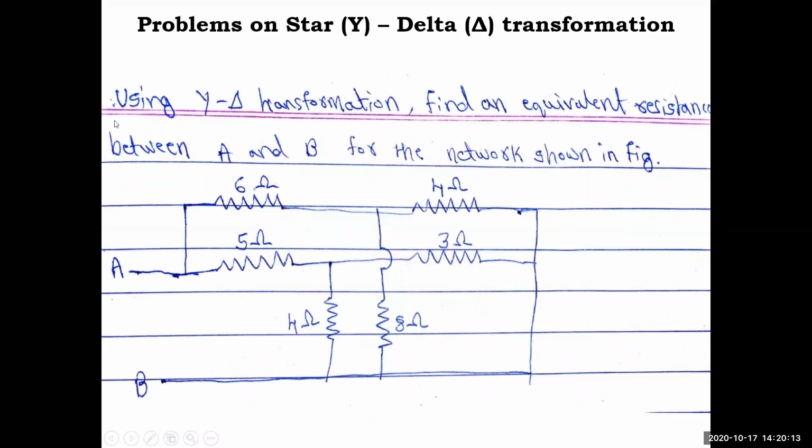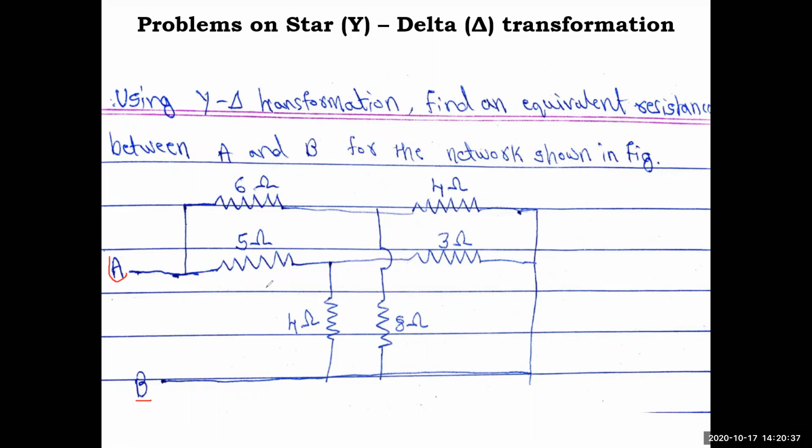Note down this second problem: using star-delta transformation, find the equivalent resistance between A and B for the network shown in the figure. You have two parallel Y networks here. The first star network is 5 ohm, 3 ohm and 4 ohm, which is in parallel with the second, 6 ohm, 4 ohm and 8 ohm. This is a jump, which means it is not connected to this line.